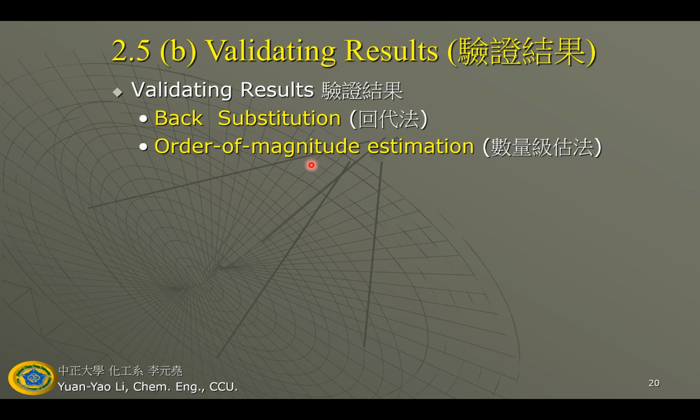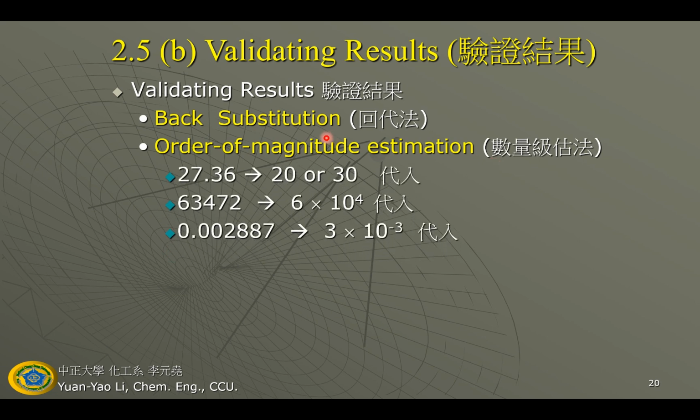Another one is order of magnitude estimation. What is order of magnitude estimation? If you got an answer which is 27.36, you use 20 or basically 30 to do the back calculation. If you got a big number, you don't want to do the real calculation like this. You use 60,000 to check whether your answer is right. So this saves your time, and you can estimate quicker to validate the results.